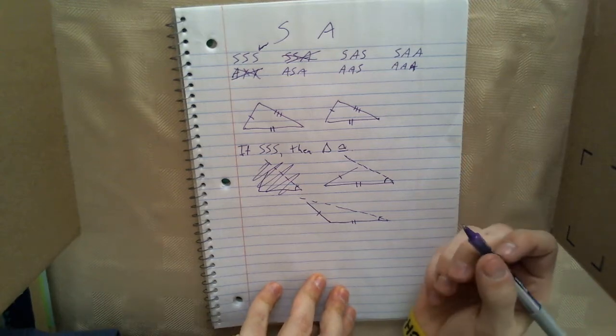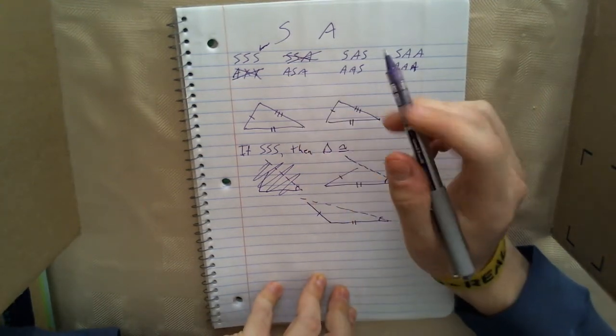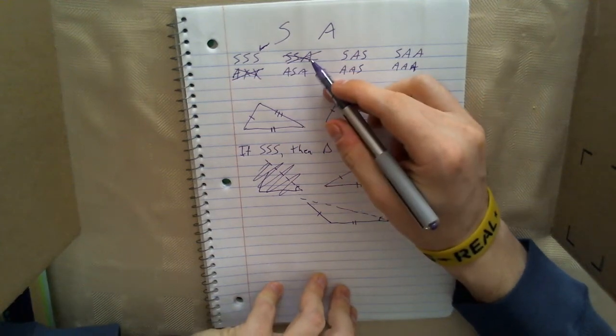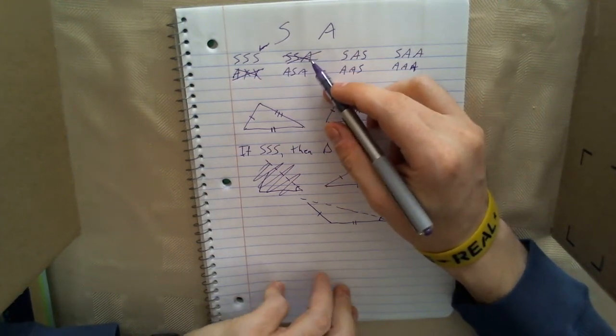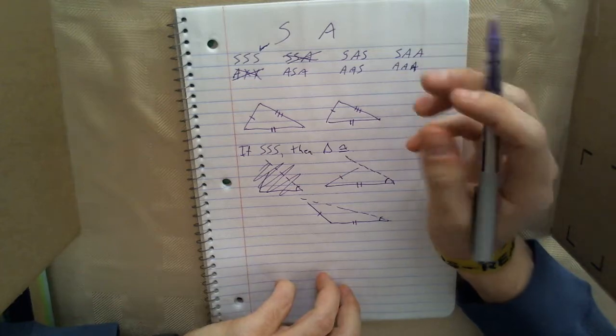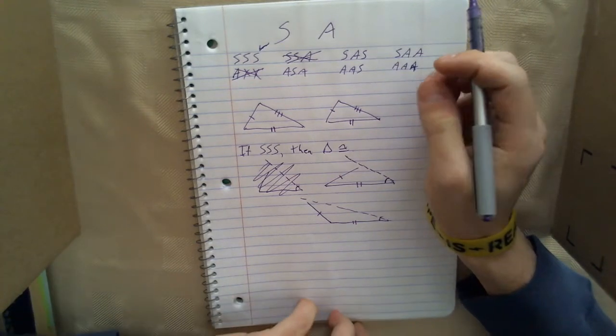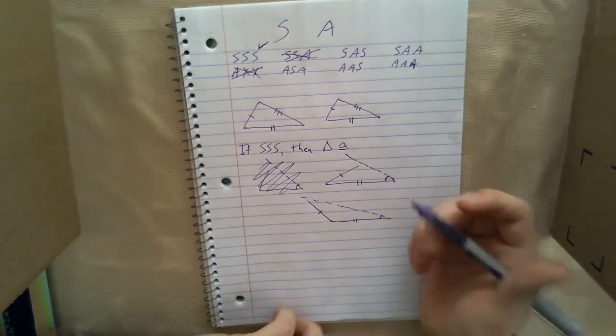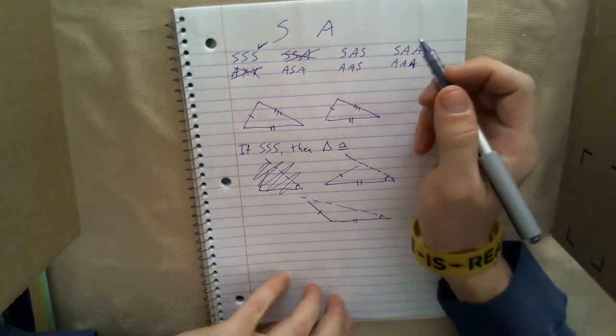So there's two of them. If two sides and an excluded angle of one triangle are congruent to two sides and an excluded angle of another triangle, we cannot say with certainty that the triangles are congruent. Now they may happen to be, but we would have to use some other form to prove that. Anyway, let's move on. Side angle side.